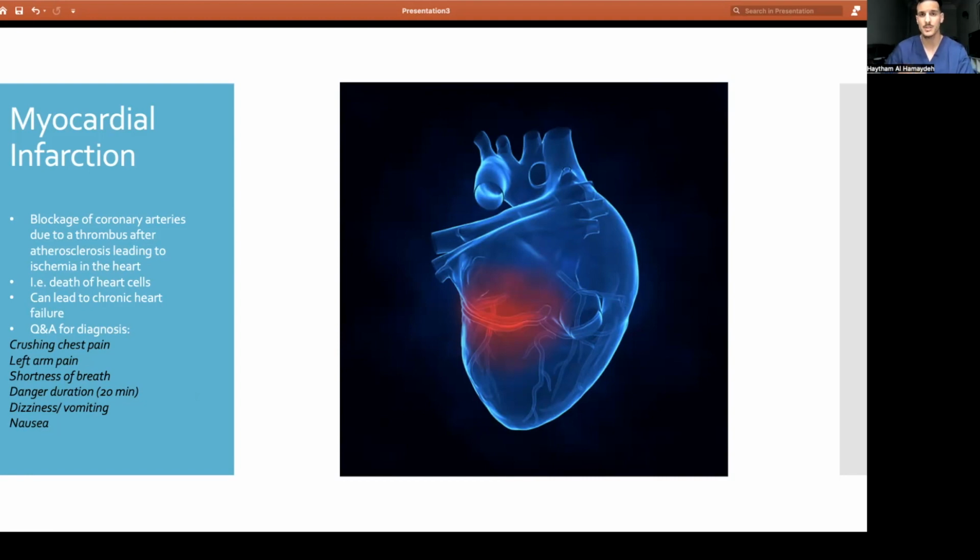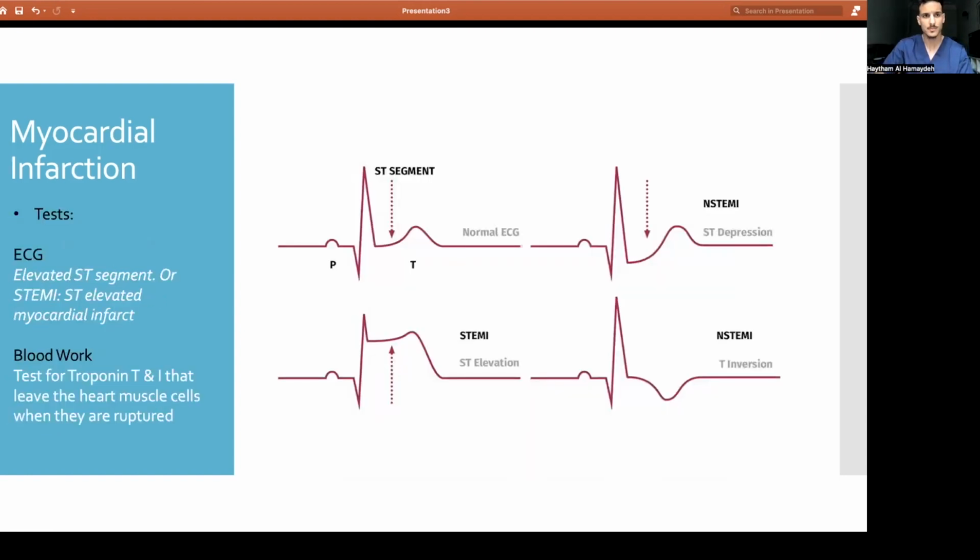Danger of duration: you can ask the patient how long this took. If they say more than 20 minutes, then this is a good sign that this is a myocardial infarction. And then you can see dizziness, vomiting, and nausea, and these differ between females and males. In males, they are seen less. In females, they are seen more.